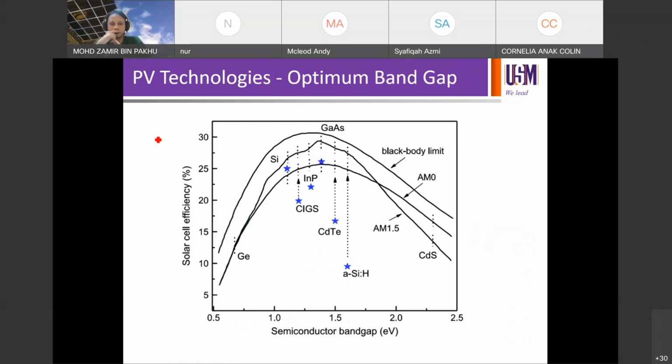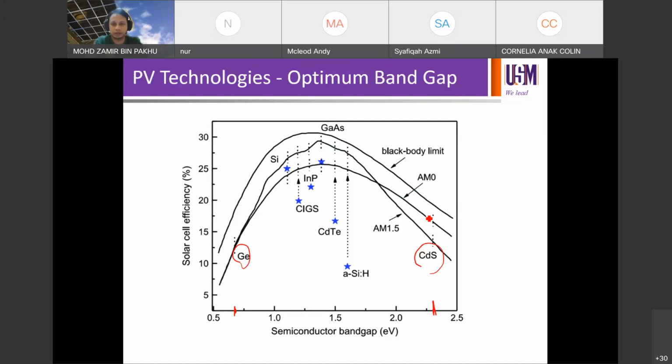So the Shockley-Queisser limit. On the y-axis, you can see the conversion efficiency of the current solar cells that we have. The x-axis shows the band gap of the semiconductor, ranging from 0.5 or 0.7 really for germanium up to maybe 2.3 for cadmium sulfide. Germanium is the lowest, cadmium sulfide is the highest in this particular case. And gallium arsenide, look at gallium arsenide. And you can see three curves here.